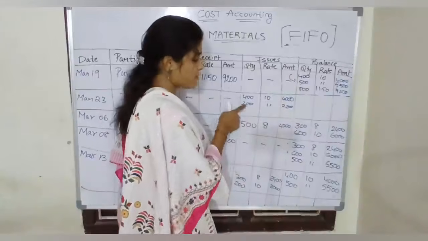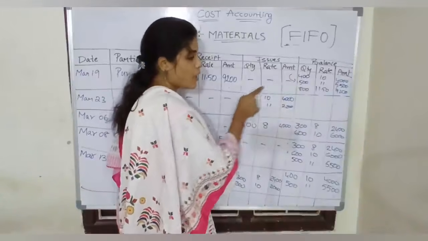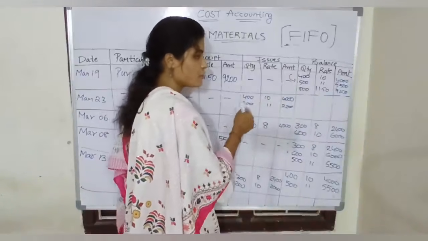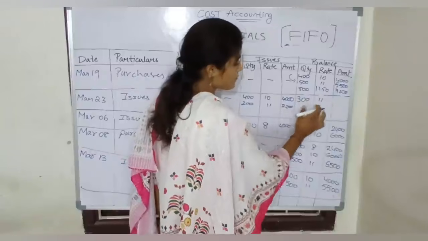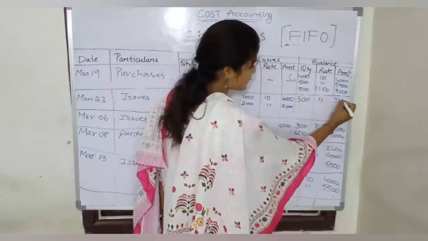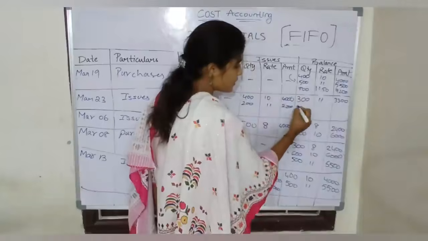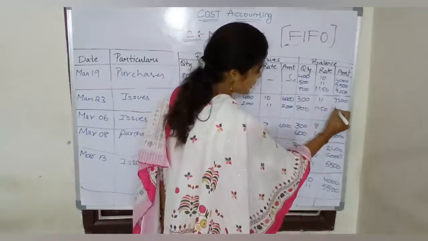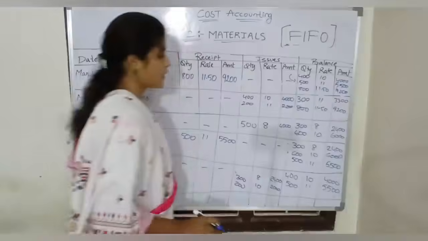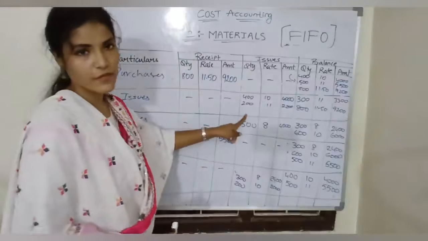400 is not there. Why? Because we have used that 400. Out of 500, 200 we have used. Remaining how many is there? 300, 11, 3,300. 800 we didn't use. So 800, 11.50 is 9,200. Understood? So 600 issues we want.